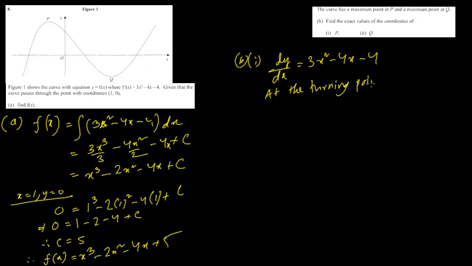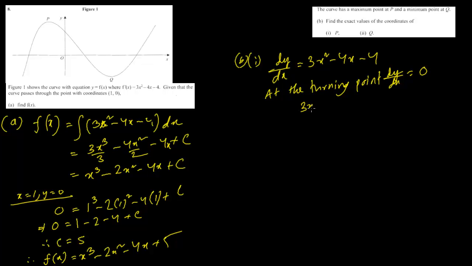The next thing we have to do is find the minimum point and the maximum point. That means turning points. So in part B1, find the exact values of the coordinates of the maximum value and minimum value. The maximum value is P and the minimum value is Q. So let's do this. At the turning point, dy by dx is already given, so we don't have to do anything about this. It is 3x squared minus 4x minus 4, same as f prime x. So at the turning point, the gradient is 0, dy by dx equals 0.